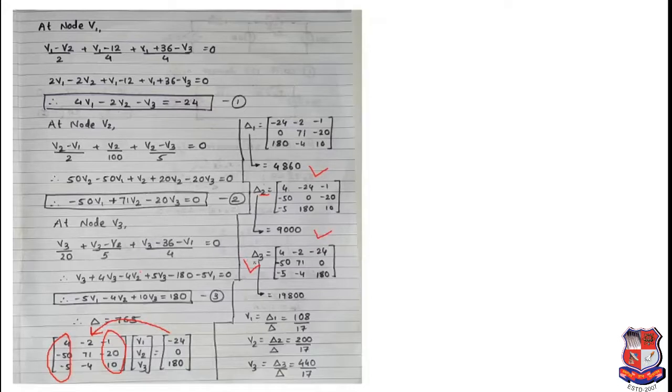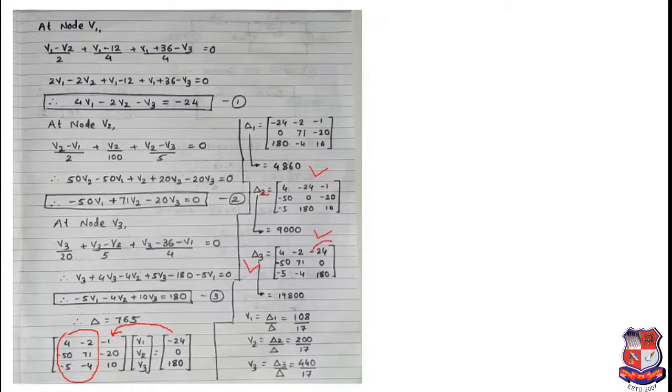Similarly for delta 3, what will be there? So in delta 3, what will happen? Let me erase this much part. In delta 3, these two terms will be the same. Now only the third column is changed, from minus 24, 0 to 180, minus 180, which is brought into the third column.